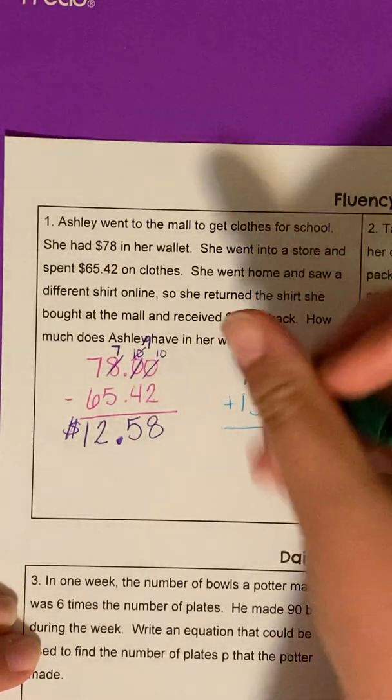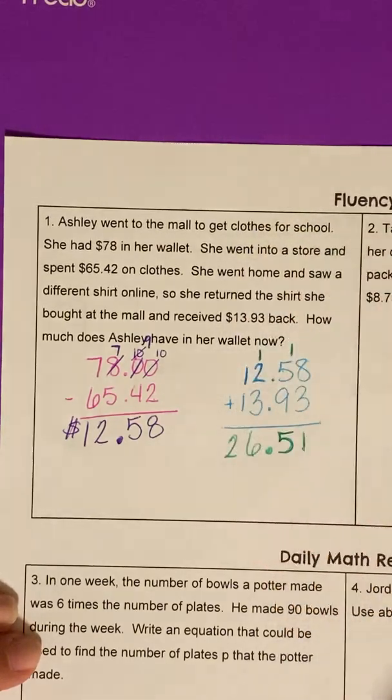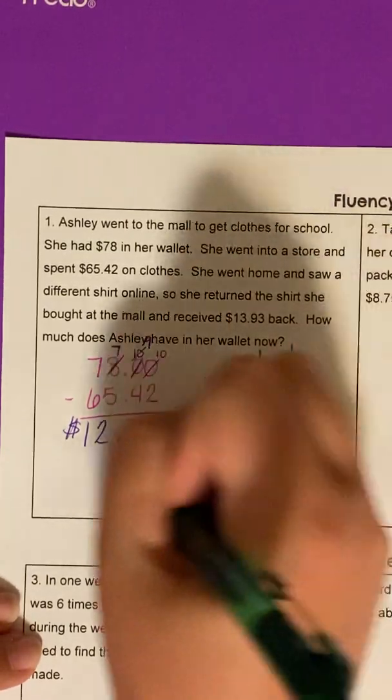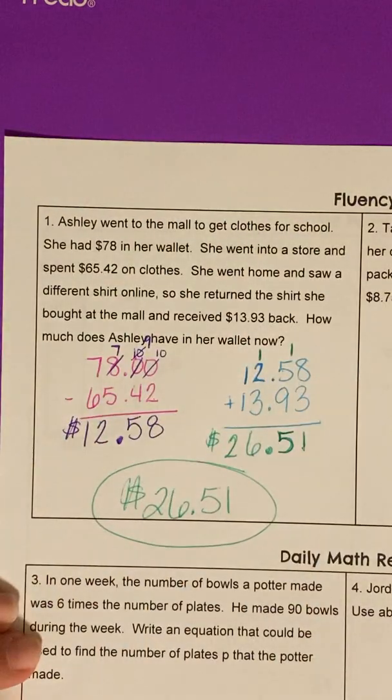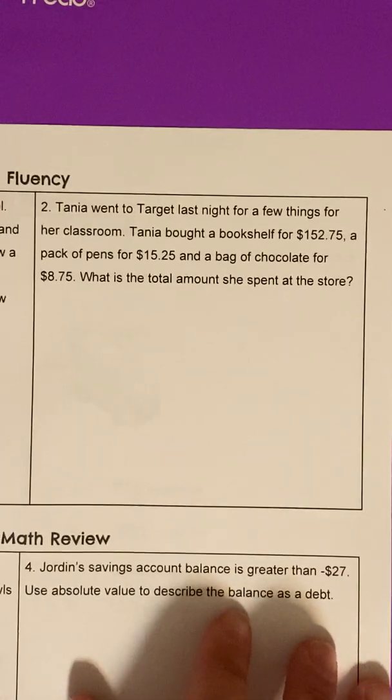3, 4, 5, 6, drop that decimal, remember, and then we have 2. So she has $26.51 in her wallet now. Now she can buy that shirt online and make sure that it is less than $26.51. All right, we're going to go ahead to number 2.